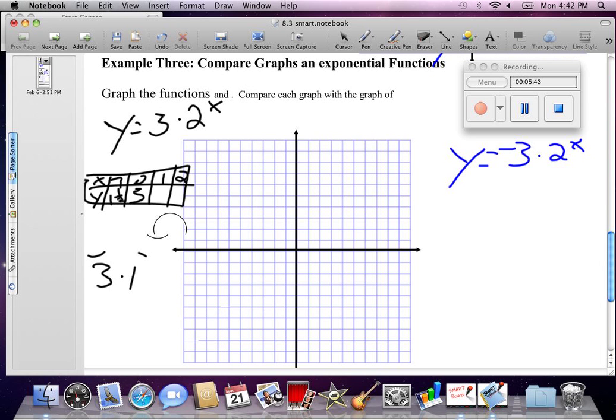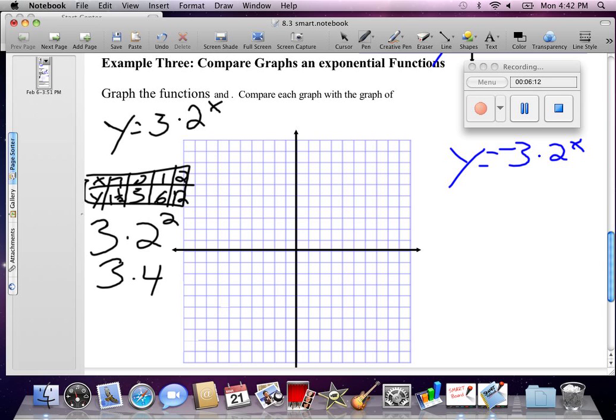Then we're going to try it using 1. We have 3 times 2 to the first power. 2 to the first power is 2. 3 times 2 is 6. Notice that I'm using order of operations each time. I'm finding the exponent each time. Now I'm going to do it squared. 3 times 2 squared. 2 times 2 is 4. 3 times 4 gives me 12.